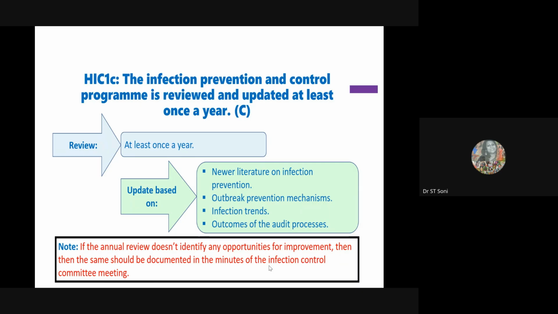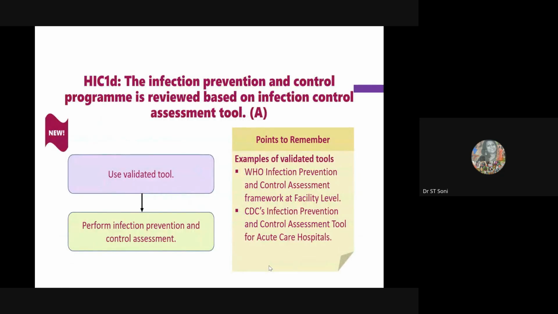We need to review and update the guideline at least once a year, because guidelines keep on changing. This update has to be based on newer literature, national or international outbreaks, outbreaks which have happened in your organization, the trends of your own organization or hospital, and the outcome of the audit process. So it is very, very important that you review it. If you don't have any changes, just minute it in your hospital infection committee that we have reviewed the program, but there are no changes this time, and it requires a review once a year.